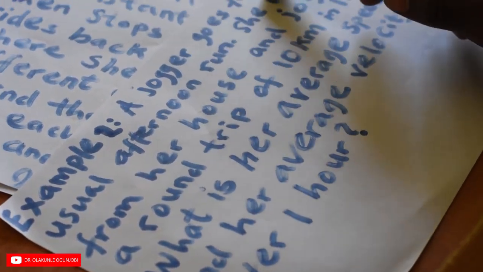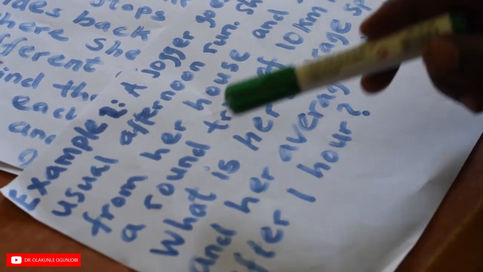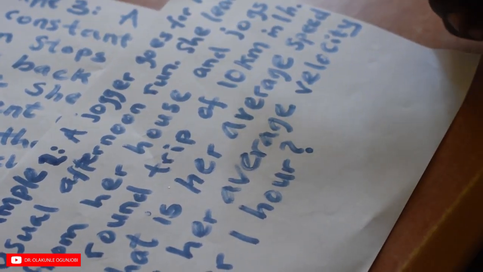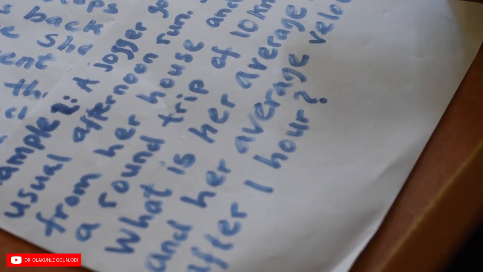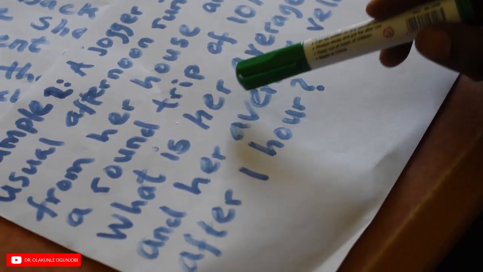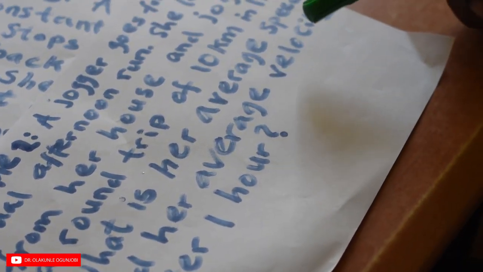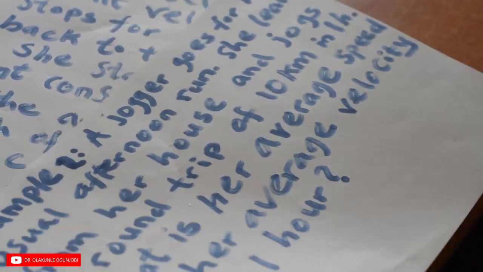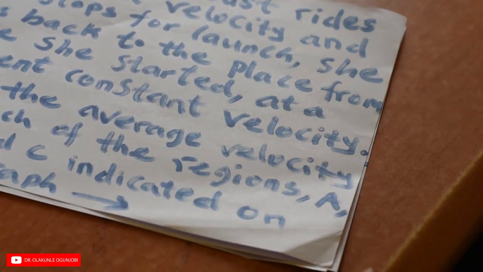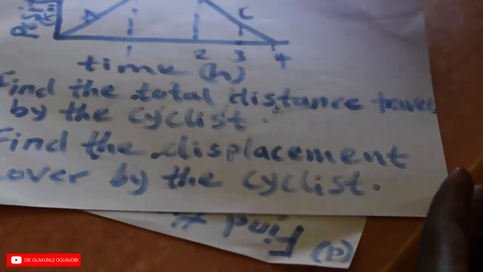A jogger goes for a usual afternoon run. She leaves from her house and jogs a round trip of 10 kilometers in 1 hour. What is our average speed and our average velocity after 1 hour? I want to see that in your comment section below. Okay, so let me look at this quickly.